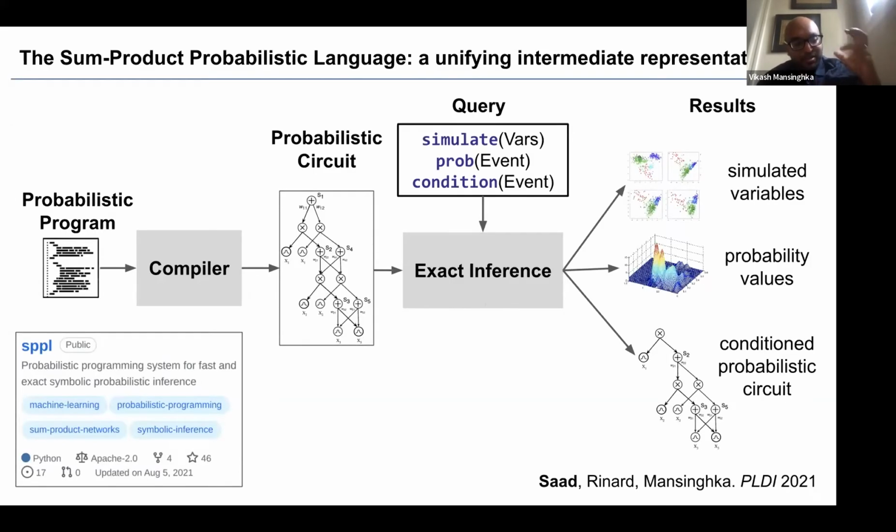So the core language we're using as a common compilation target for all these structural learning problems is called the sum product probabilistic language, which we see as an interesting unifying intermediate representation for many, although certainly not all, tractable probabilistic model families. This is again work from Faraz Saad. And the basic idea in SPPL is to take probabilistic programs and compile them to a new class of probabilistic circuit that's derived from, but extends sum product networks, and then to use PL techniques to improve the scalability of exact inference so that one can get simulations and conditional probabilities efficiently.